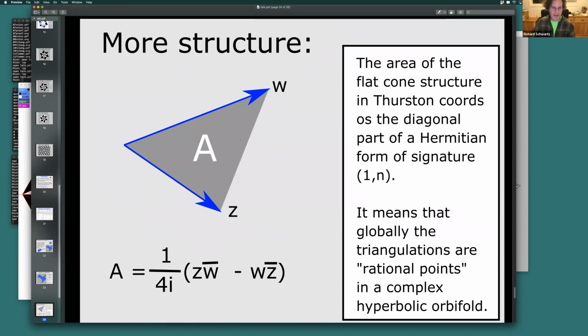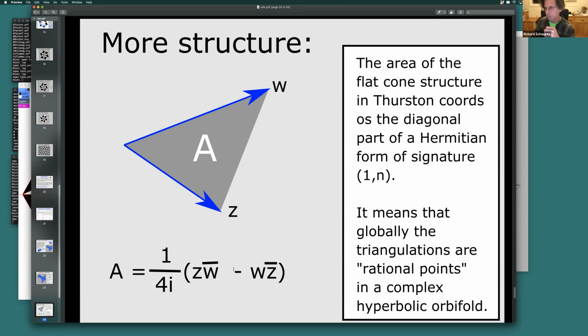If you have a triangle in the plane with vertices 0, z, and w, then this gadget down here computes the area of the triangle. And if you have a more complicated kind of polygon, then some more complicated sum like this will compute the area. And if you look at this, the area in the Thurston coordinates, basically it's a Hermitian form. The area is the diagonal part of a Hermitian form.